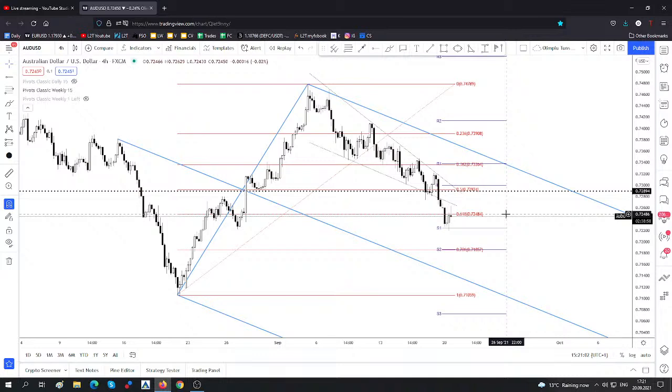Australian dollar versus the Japanese yen. Trade junkie, hi all, I'm new here. Hey, how are you, man?